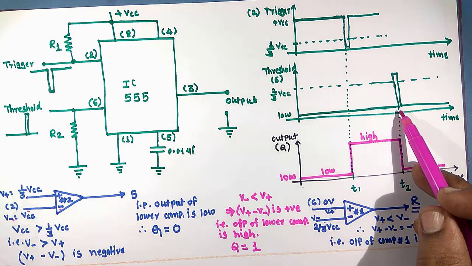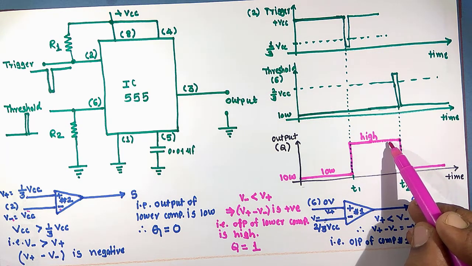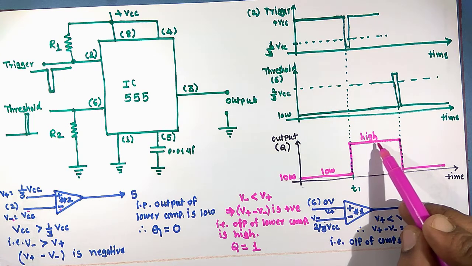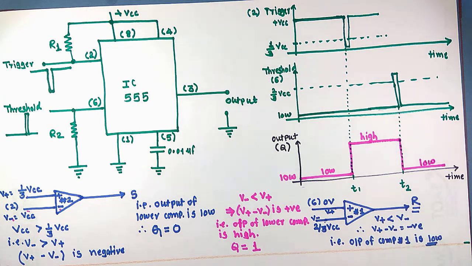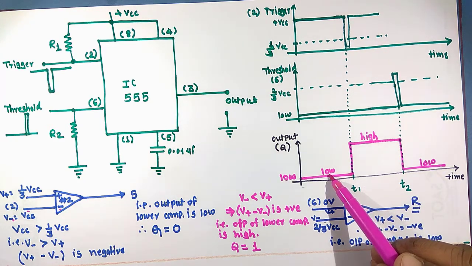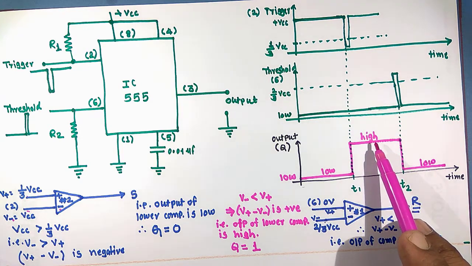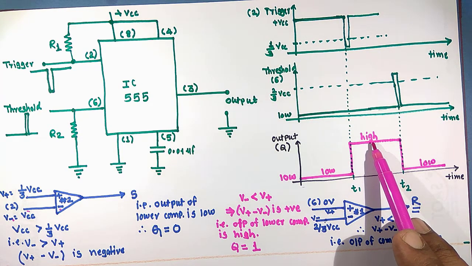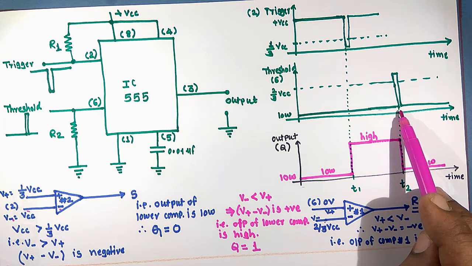When the threshold input signal arrives, the output changes its state from the high state to the low state. So to change the state from low to high, a trigger impulse is required, and again to change the state from high to low, the threshold input signal is required.